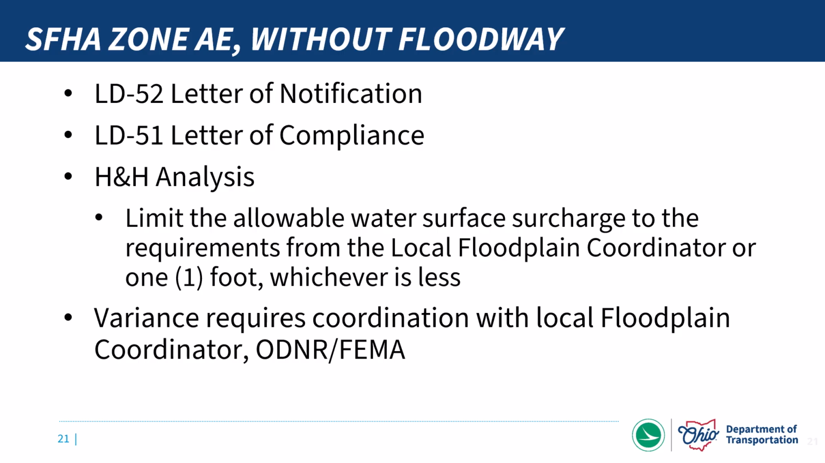Now, there's also a FEMA Zone AE, which had a more detailed study, but without a floodway. So they haven't defined that area that, if you fill in the fringe, is required to pass the flow. So we need to provide an LD 52 letter of notification, a 51 letter of compliance, and then also have a hydraulic analysis. And it is very similar to the Zone A, where we generally can have a 1 foot rise or less depending on local rules. And then if there's a variance, we have to talk to the floodplain coordinator again.